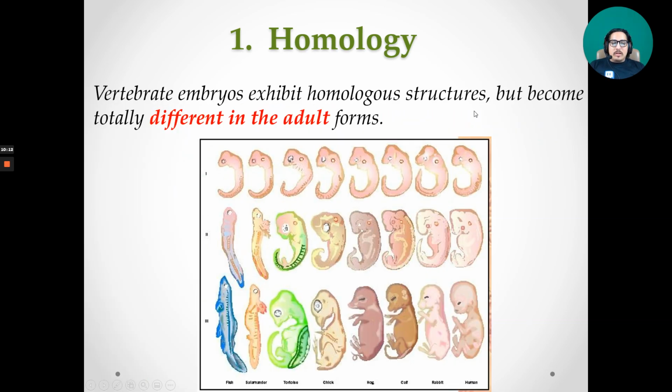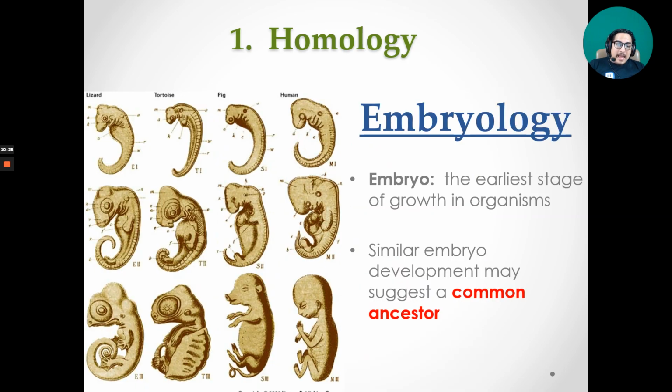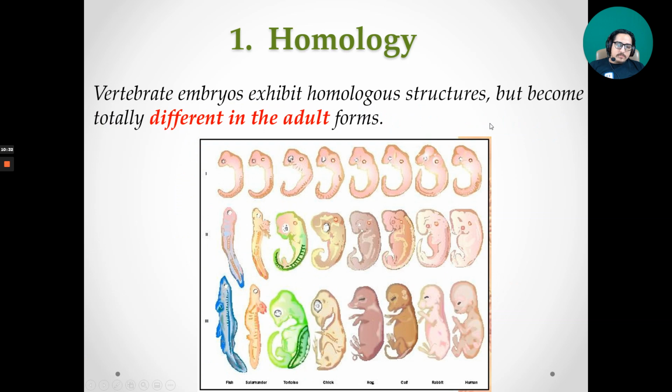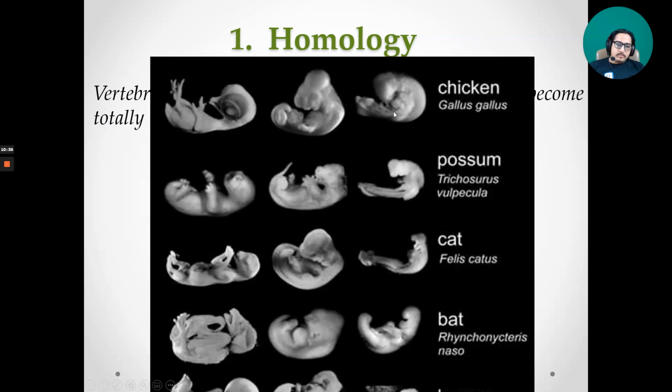Vertebrate embryos exhibit homologous structures but become totally different in adult forms. So at the beginning, they all look the same. At the end, you have a fish, salamander, turtle, chick, hog, cat, rabbit, and human. They all look different at the end, but at the beginning, they all look the same. This is what embryology is. Embryo, study of embryos. Copy this down. Let's move on.